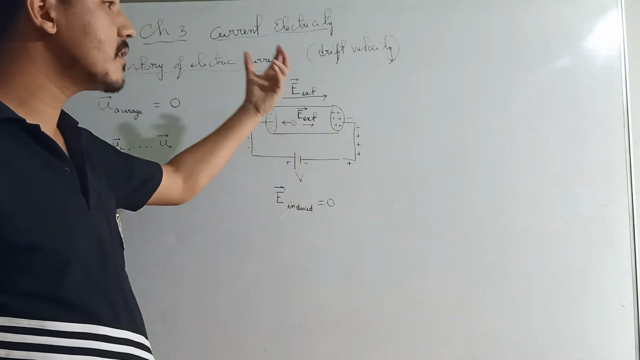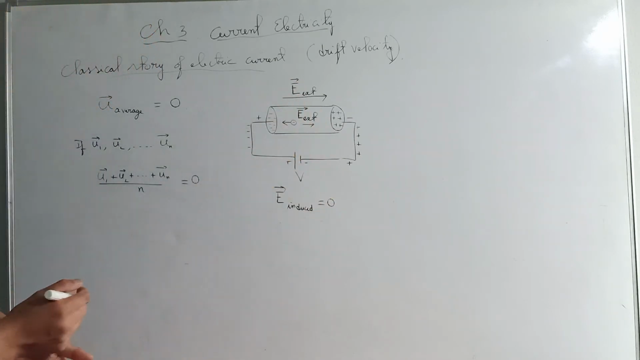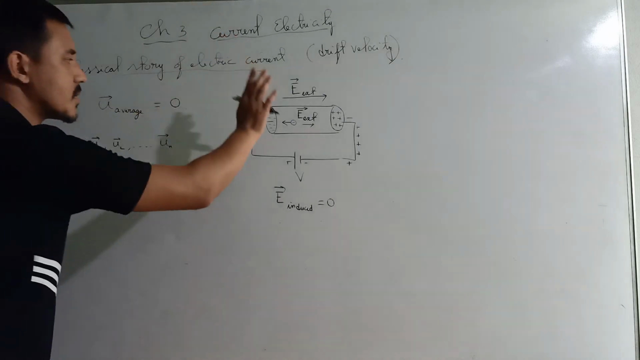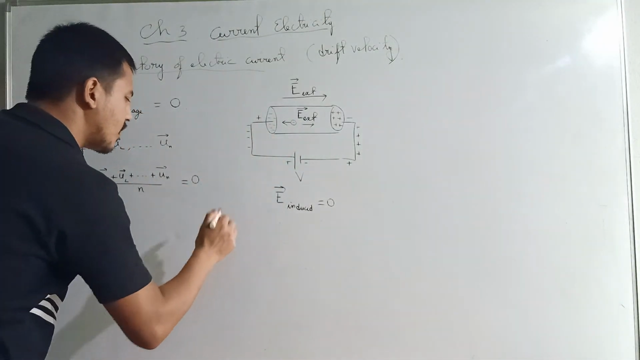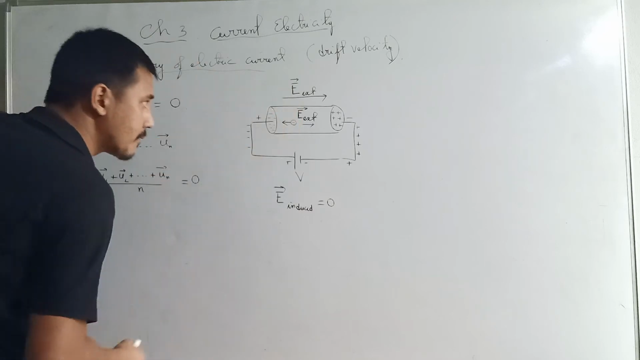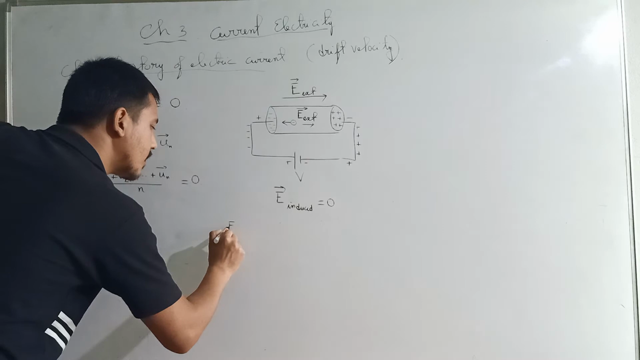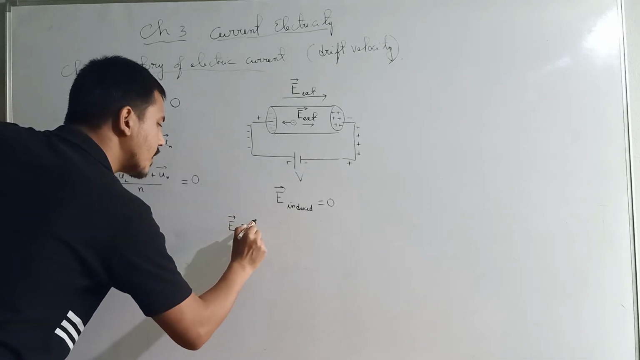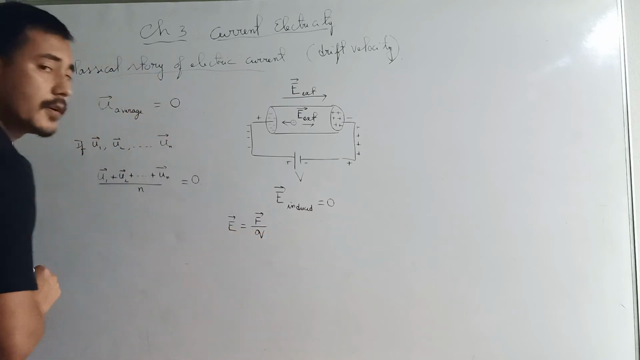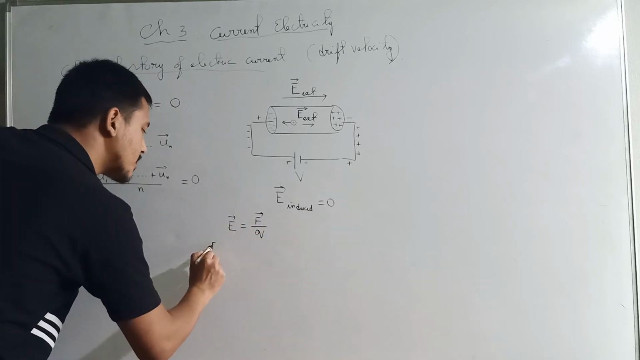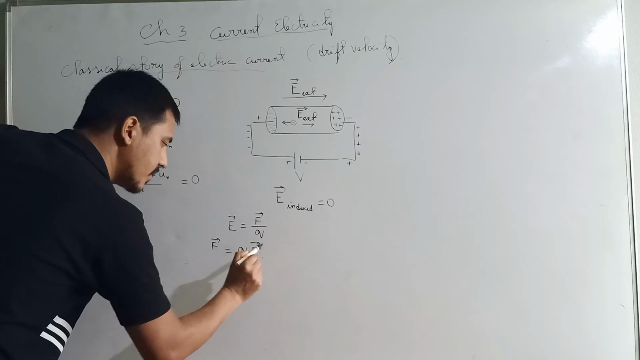Because electrons are negatively charged, they move opposite to the electric field. So the electrons experience a force, and we know that electric field is given by force experienced per unit charge. So in that case, your F will be Q times E, right?